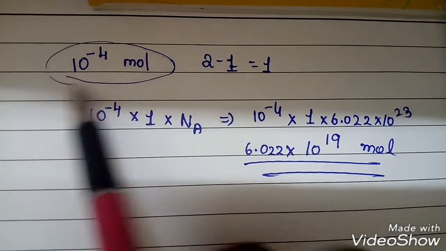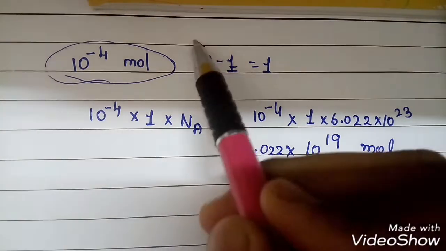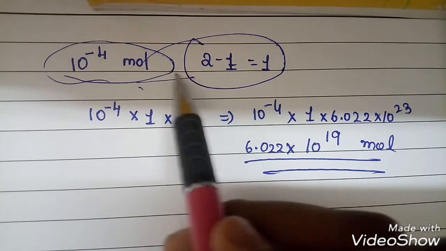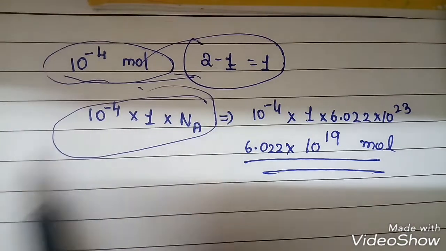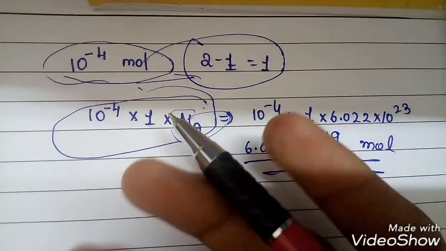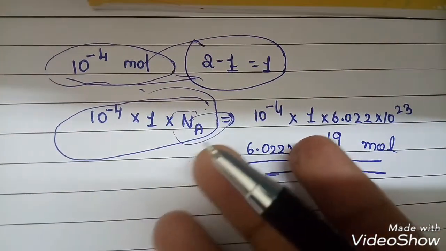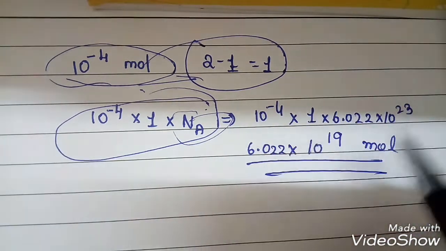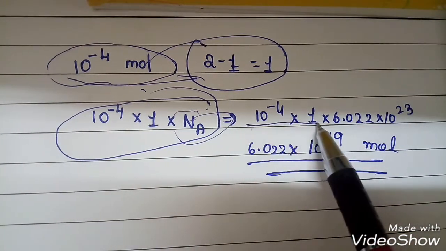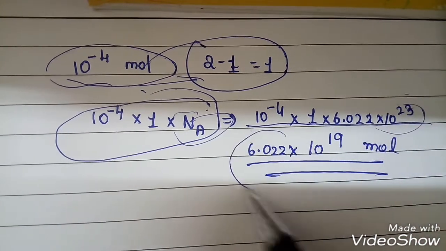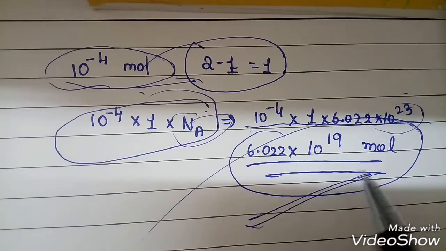So this was the 10 power minus 4 moles calculated. The difference was 1. Then we have to multiply these with Avogadro's number. And why Avogadro's number? Everyone knows, come on. In a crystal, you know that there are Avogadro number of atoms, molecules, voids, etc. Then 10 power minus 4 into 1 into 6.022 into 10 power 23. When you solve this, you get 6.022 into 10 power 19 moles.